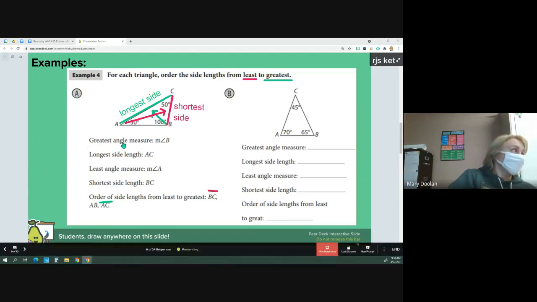Do you guys have any questions so far on any of that? Either in the meet, in person, through Go Guardian, ask questions, all kinds of places.